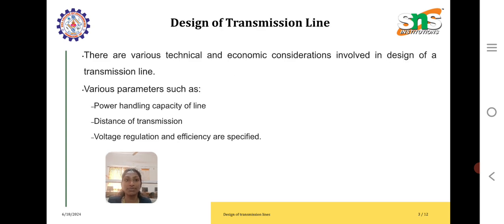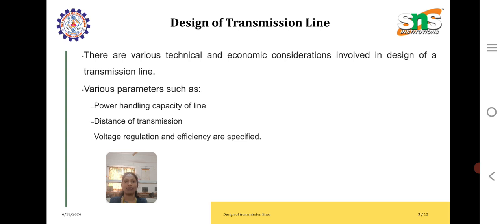There are various technical and economic considerations involved in the design of a transmission line. So just like that, we will not be able to design a transmission line. We have to consider many technical and economic considerations. The various parameters to be considered are, first, the power handling capacity of a line. Before we design a line, the power handling capacity for that particular overhead transmission line has to be known. Second, the distance of transmission.